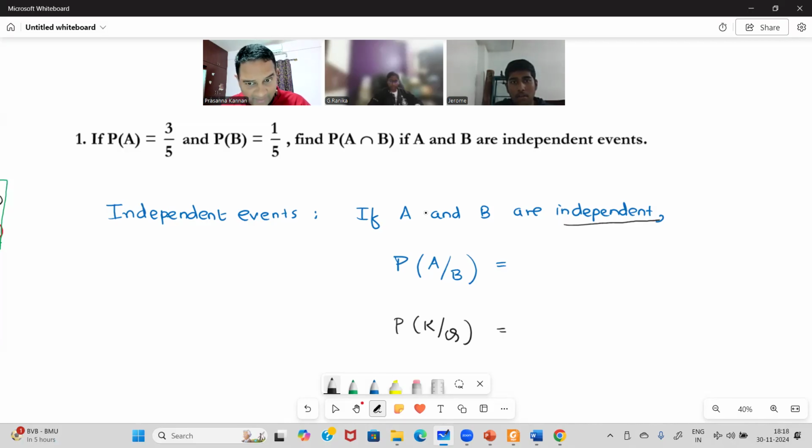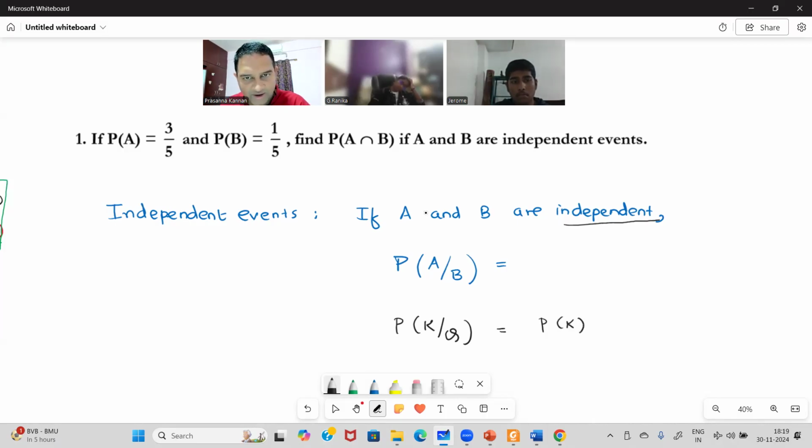Independence. Correct. So P of K given Q means the probability of drawing a king, given that a queen was drawn. How can I write it in words? Of course, 4 by 52 is correct. If I have to write it in symbols, how will you write it? P of K given Q is on the left-hand side. Whether that given Q matters or not, it does not matter. Then what does it become? P of K. Excellent. It becomes P of K itself.